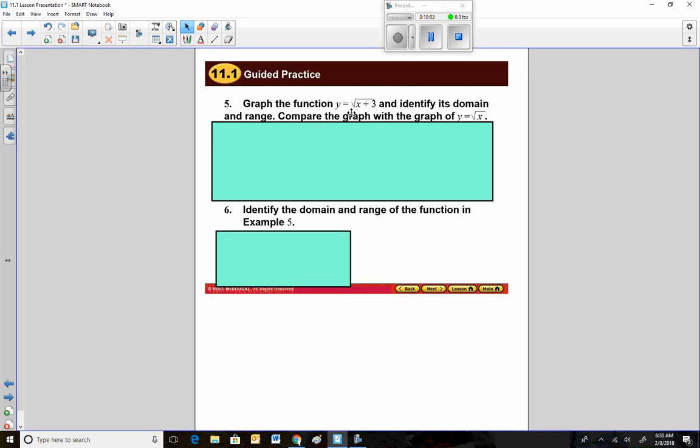All right, graph the function y equals square root of x plus 3. Identify its domain and range. Compare the graph with the parent graph. All right, pause your video and give it a try.